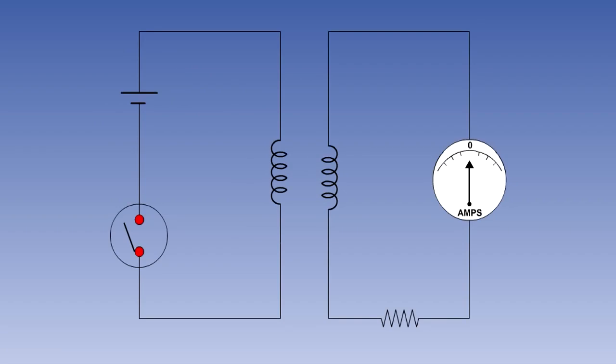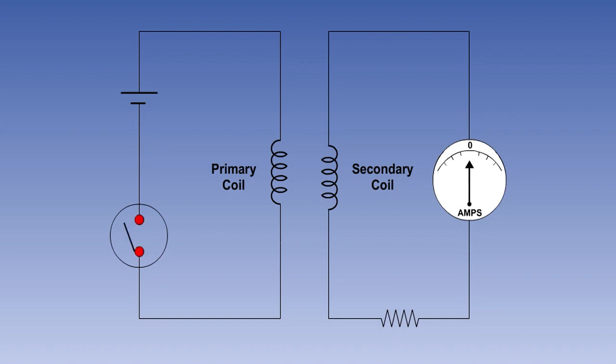To demonstrate this, we place two coils close together, with one, known as the primary coil, connected to a DC power supply via a switch, and the other, the secondary coil, connected through a load to a center zero ammeter.